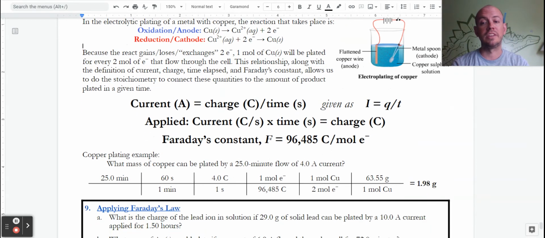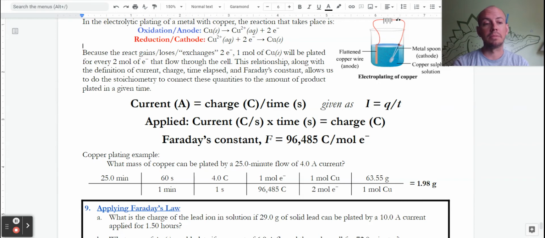So a couple important definitions here is that current is defined as the amount of charge in coulombs per time. So that is given as I equals Q over T on the equation sheet. We can rearrange that or really think about the current times the time tells me how much charge has flowed. If I use Faraday's constant, I can connect the amount of charge to how many electrons have been used.